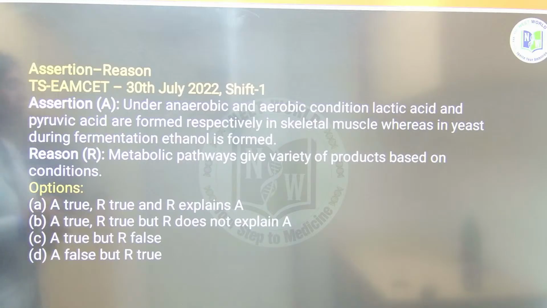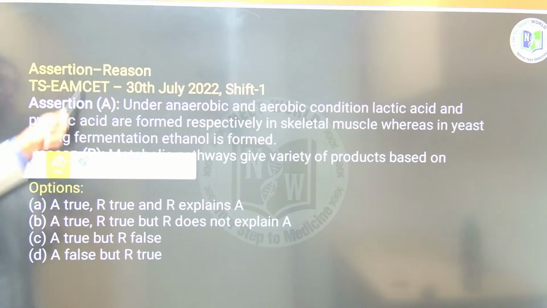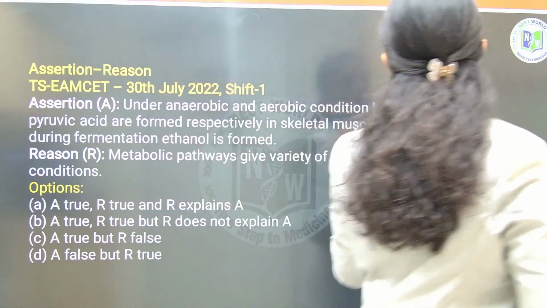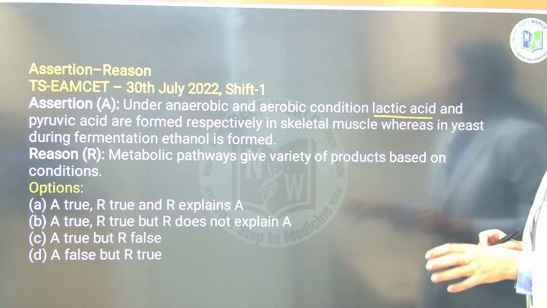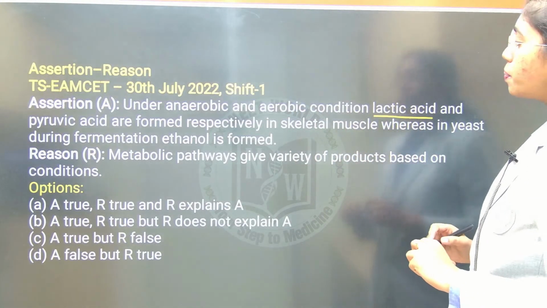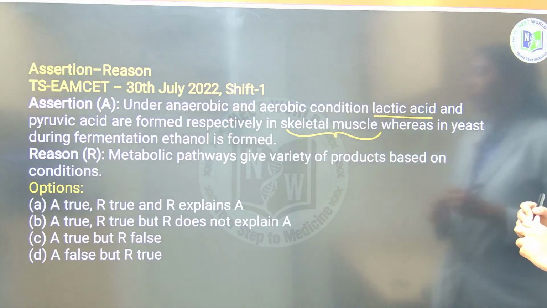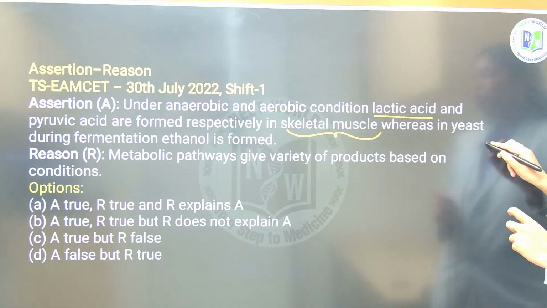Assertion, reason type again. Under anaerobic and aerobic conditions, lactic acid and pyruvic acid are formed respectively in skeletal muscles, whereas in yeast during fermentation ethanol is formed. True, right?